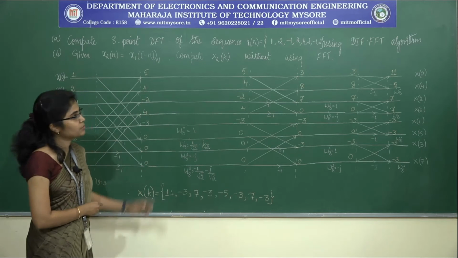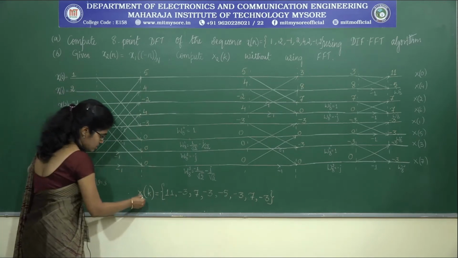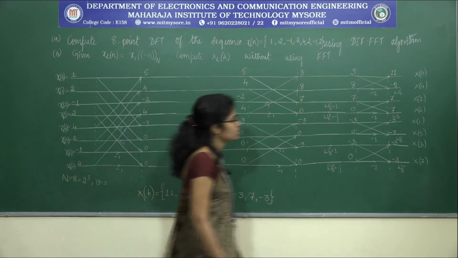So, did we find the 8-point DFT for the given sequence x1 of n? Yes, so this is X1 of k. Why X1 of k? Because that is the x1 of n sequence.